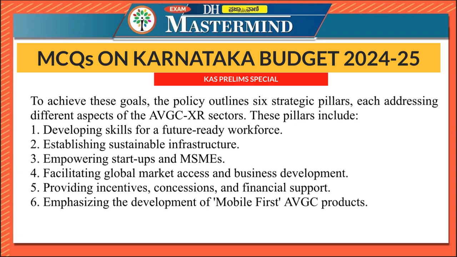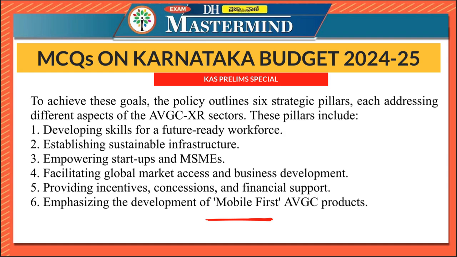Once the industries are established, they have to get global market access and their business should also develop. Only then will the sector thrive. Then, providing incentives, concessions, and financial support. This is from the government side. When they give incentives, concessions, and financial support, there will be more investment in the AVGC sector, leading to the growth of the industry. The policy also emphasizes the development of mobile first AVGC products. Whatever AVGC product is coming, if it is made for mobile first, it is called a mobile first AVGC product. Such products will be given more focus in the policy.